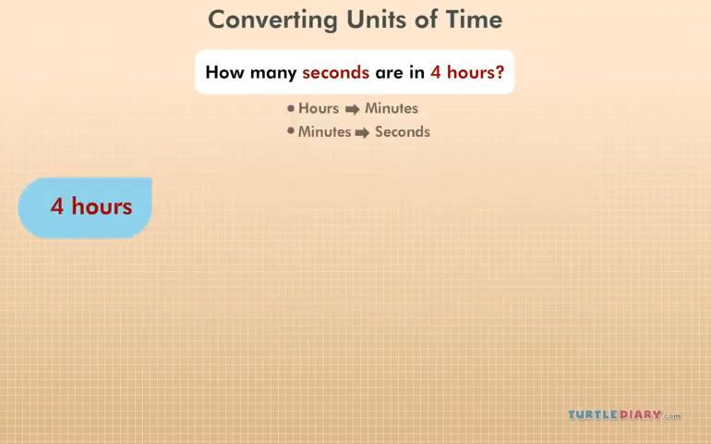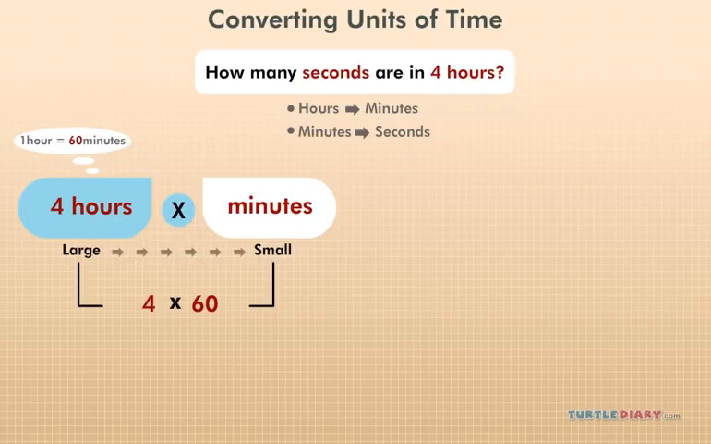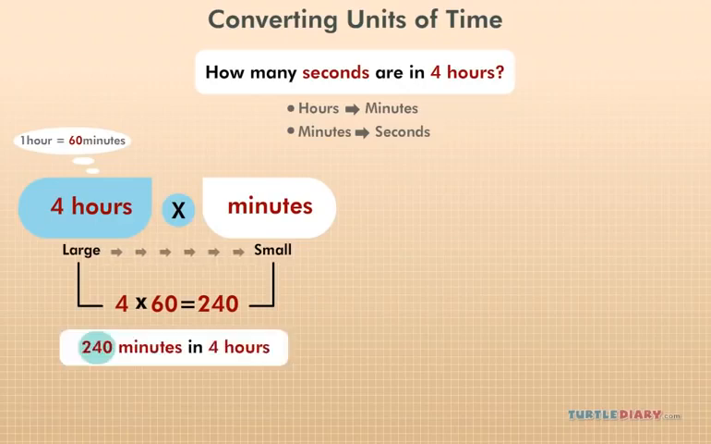To convert 4 hours to minutes, we must first realize we're going from large to small. So we'll need to multiply. There are 60 minutes in an hour, so we'll multiply by 60. 4 times 60 equals 240. There are 240 minutes in 4 hours.